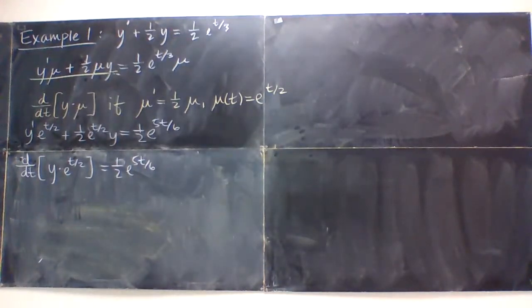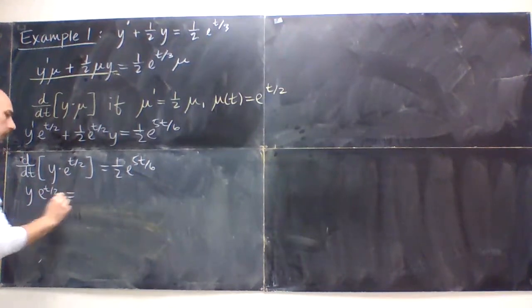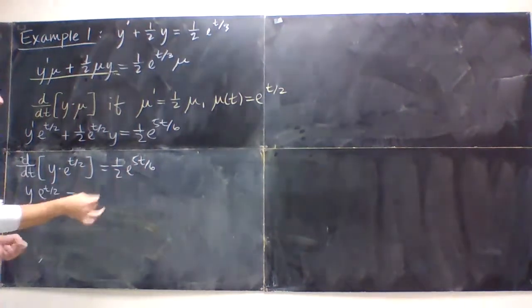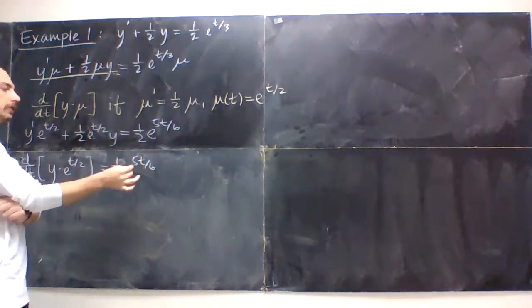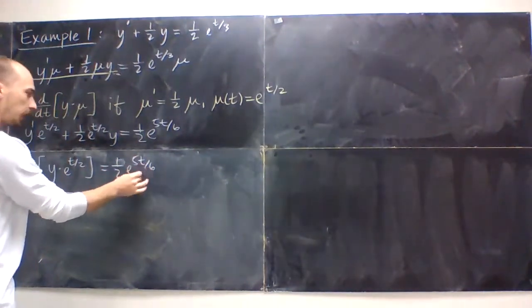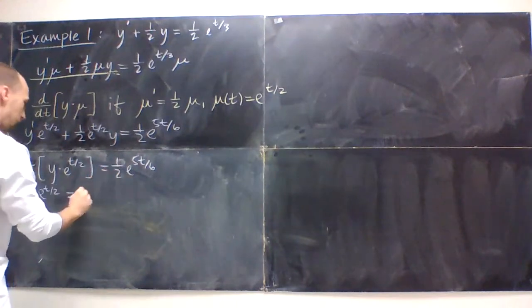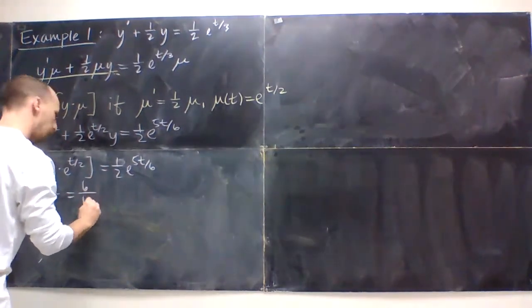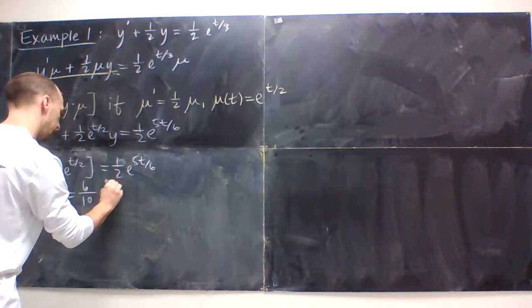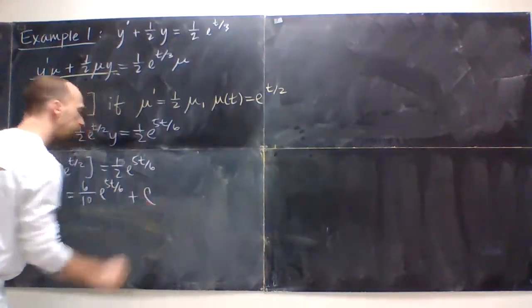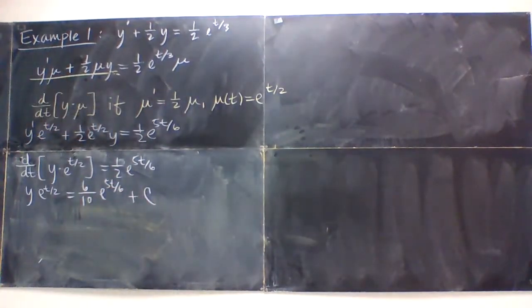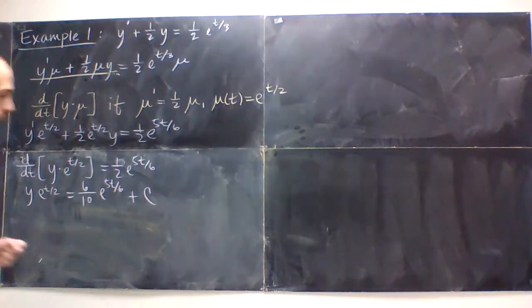Okay. I'm going to anti-differentiate both sides with respect to t, and I'm going to get y times e to the t over 2 equals, and I can take the antiderivative of this, it's going to be 1/2 e to the 5t over 6 times 6 over 5. So I've got 6/10 of e to the 5t over 6 plus some real number. Okay? And now to get at y, I'm going to have to divide both sides by this e to the t over 2, which shouldn't be too bad.